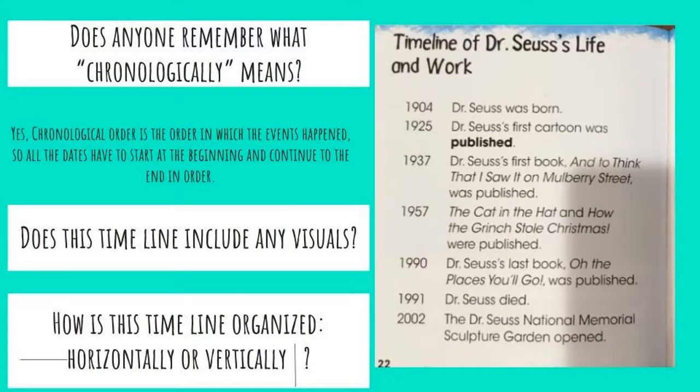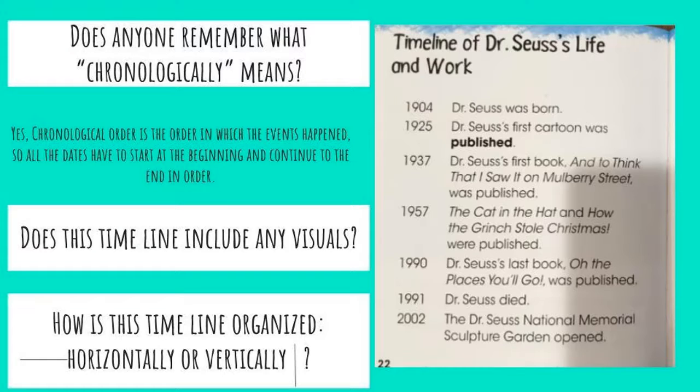Does anyone remember what chronologically means? At the beginning of this lesson, we discussed that chrono refers to time. So chronological is the order in which things occur. So yes, chronological order is the order in which the events happened. So all the dates have to start at the beginning and continue to the end in order.